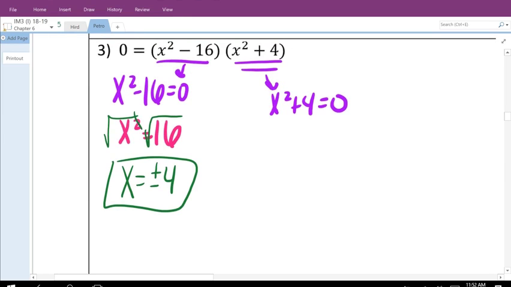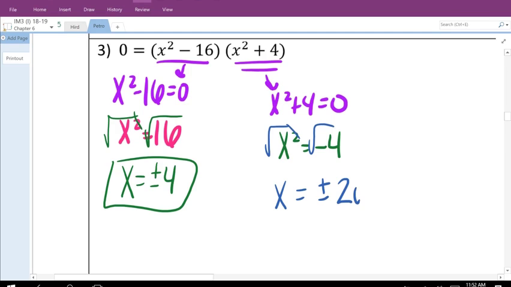Let's talk about this next one because it's a little bit different. I have to subtract 4 from both sides. So I get x squared equals -4, which is going to result in an issue here because we can't have negatives under the radical. I still take the square root, same thing, but now I have x equals plus or minus 2 what? i. There we go.